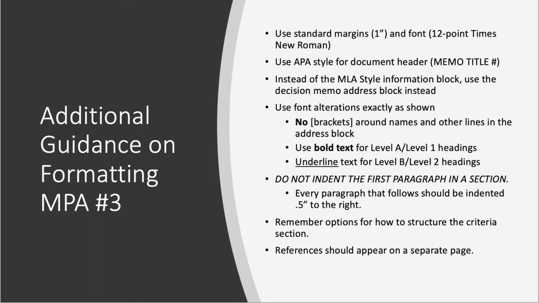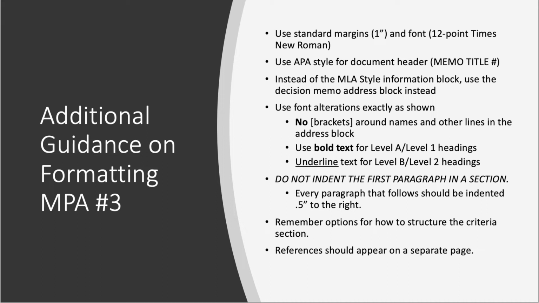You will notice that there are no Level C or Level 3 headings within this document. If you have questions about how to format any additional subheadings, please contact me directly. Another important note for formatting this document is that for memo format, you would not indent the first paragraph in a section, especially since you have a Level A heading just above the text. So, after the first paragraph, you should then indent each paragraph that follows normally. Again, this would be 1/2 inch to the right, which is the normal measurement for indentations in APA style.